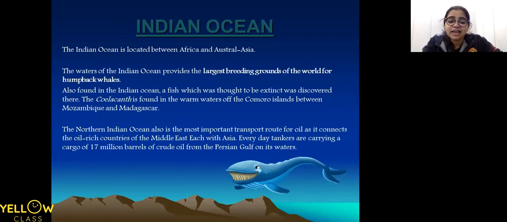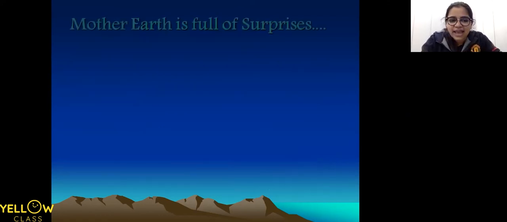So this is about the Indian Ocean and our five oceans. Yes, if I name them once again, from the biggest to the smallest, I will call it as Pacific, Atlantic, Indian, Southern, and Arctic Ocean.